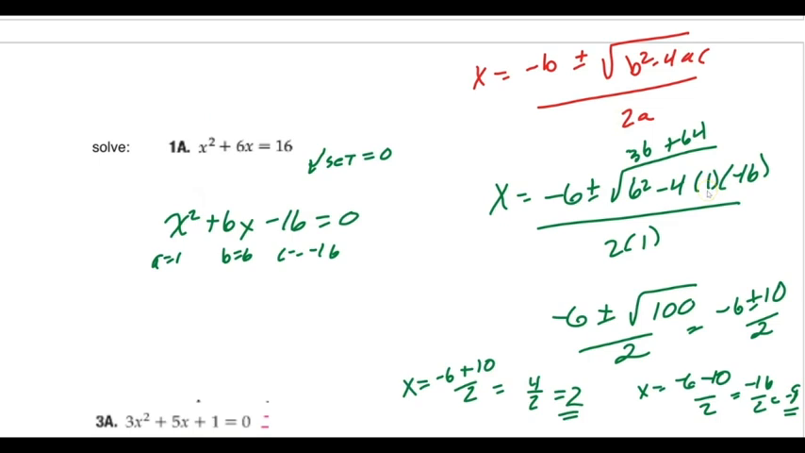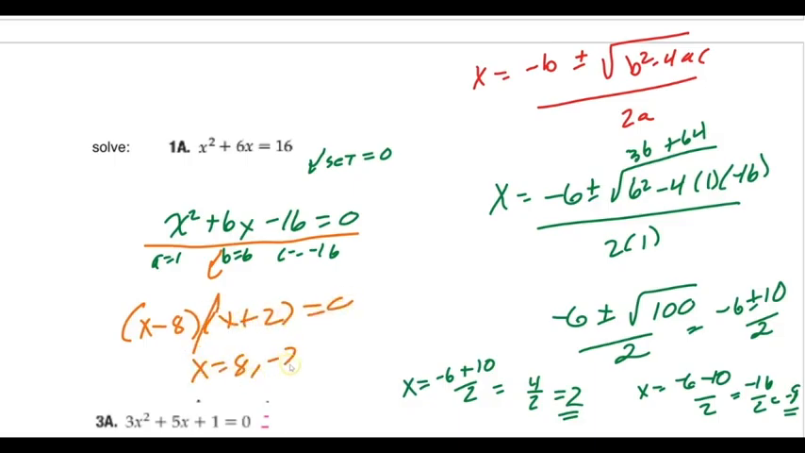The quadratic formula always works. It's not the fastest way, though. If you notice this, the fastest way would have been to just factor. Two things that multiply to get negative 16 and add to 6: x minus 2, x plus 8 equals 0. Split it, x equals 2 and negative 8. The fastest way is always to factor. You want to factor first if you can, because it's just much faster. This took me 2 seconds. This took me a good 30 seconds. It's still not hard, it just takes a little longer than factoring. That's always the best way. If you have a choice, factor if you can.